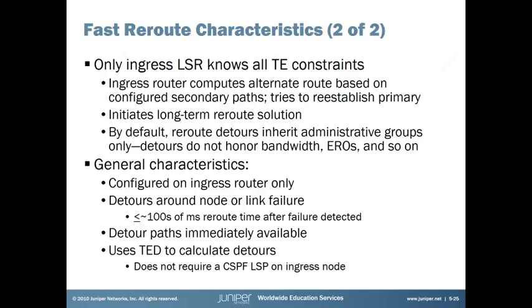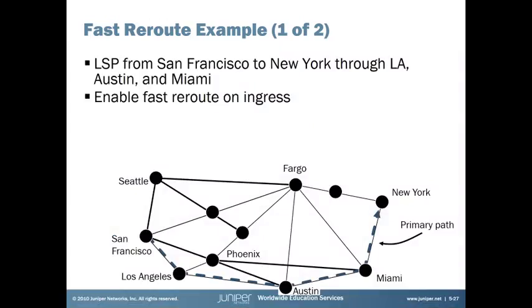So the detour paths are calculated and they are immediately available. What happens is that the TED, the Traffic Engineering Database, is going to be used to calculate the detours. And the beauty of it is that every node along the link is going to calculate its own detour. So we don't need a CSPF LSP to be set up on the ingress node. Every node is going to calculate the detour.